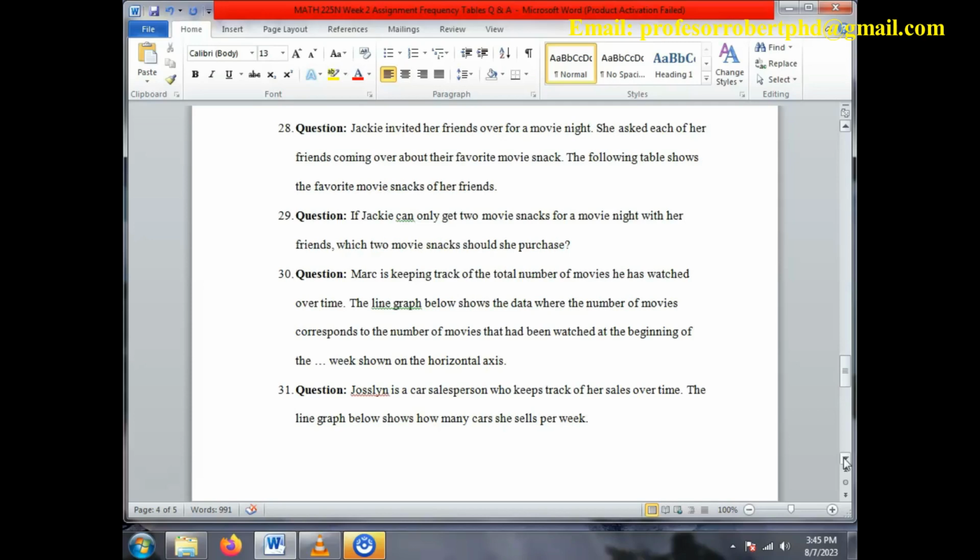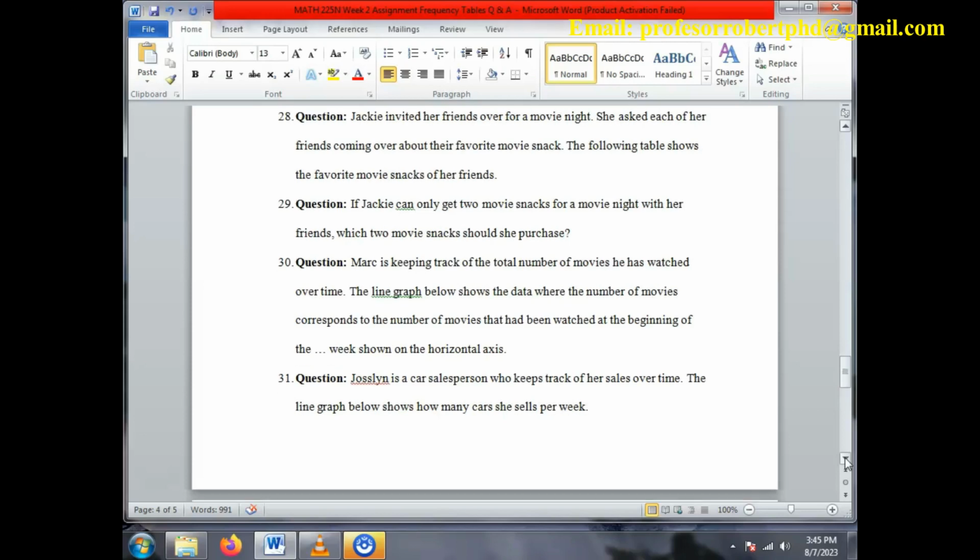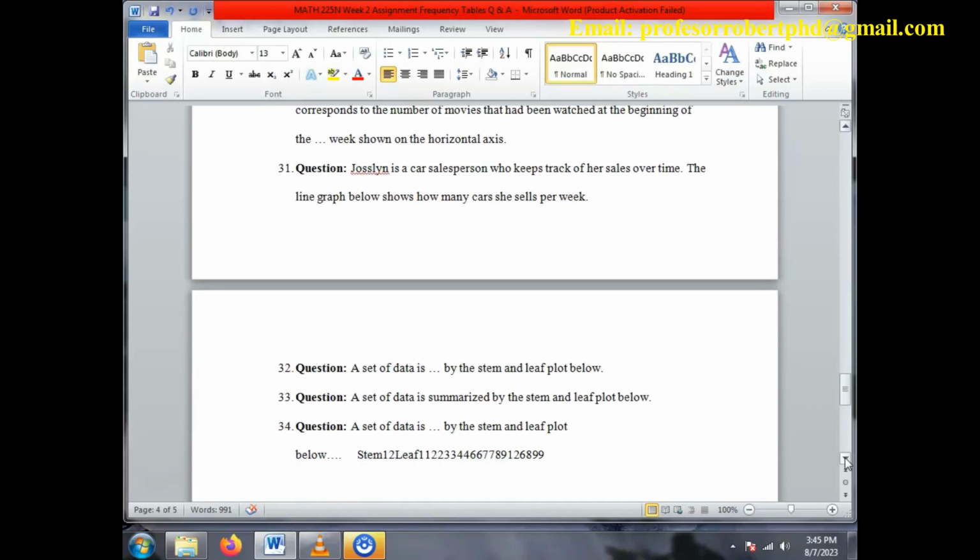30. Question. Mark is keeping track of the total number of movies he has watched over time. The line graph below shows the data, where the number of movies corresponds to the number of movies that have been watched at the beginning of the week, shown on the horizontal axis. 31. Question. Jocelyn is a car salesperson who keeps track of her sales over time. The line graph below shows how many cars she sells per week.